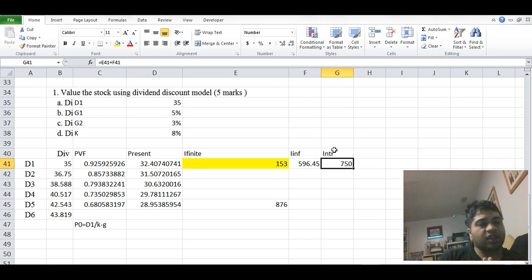So what are we doing in such problems? Solve for infinite period separately and then solve for finite period separately. Add them up, that is your final answer. We first solve for finite, then we solve for infinite.